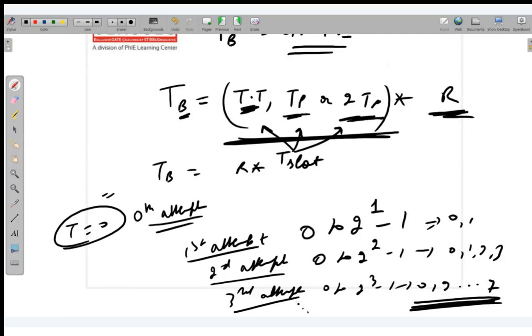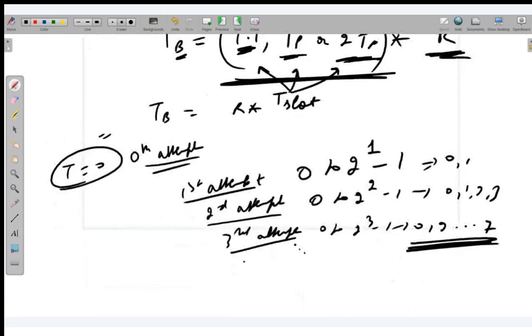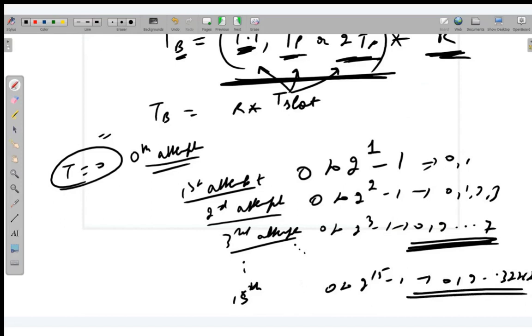Okay, and the number of attempts is 15. I have told you, na, the maximum attempts are 15. So in the 15th attempt, what will you take? 0 to 2 power 15 minus 1, that means 0, 1, 2 up to 32767. So it is a very, very large number.